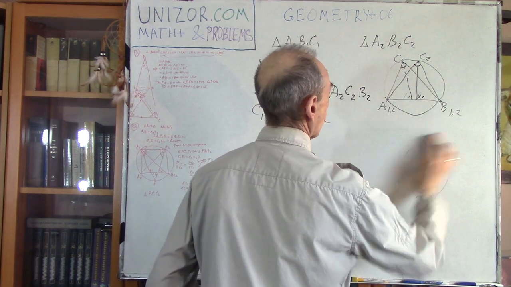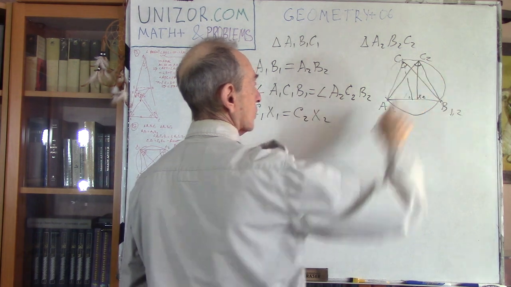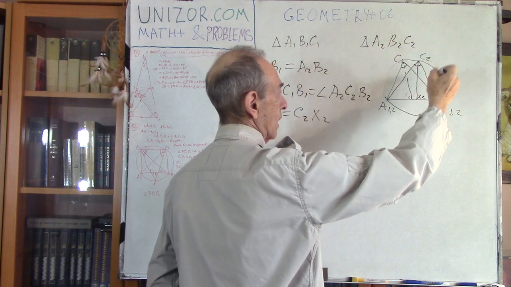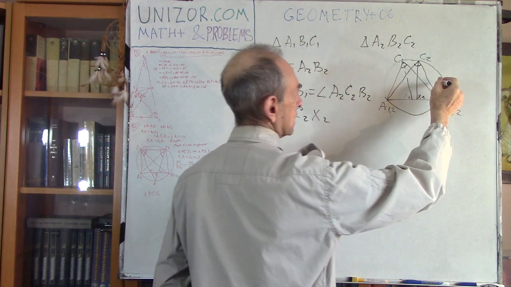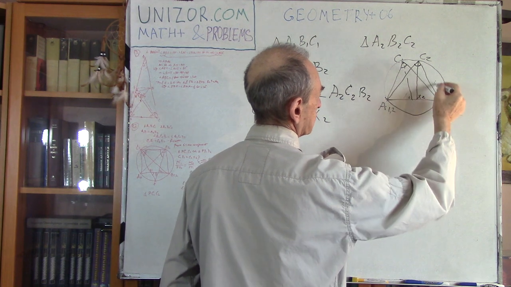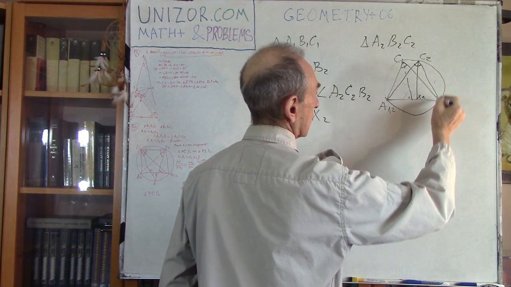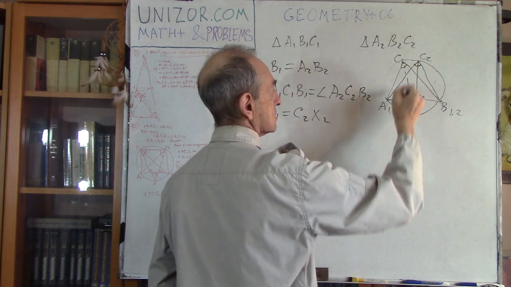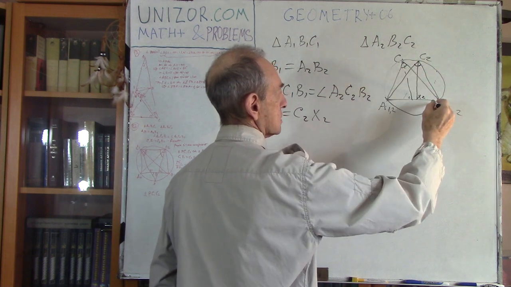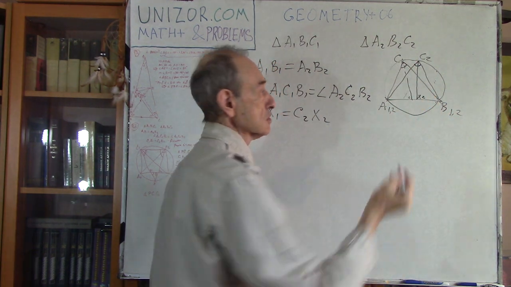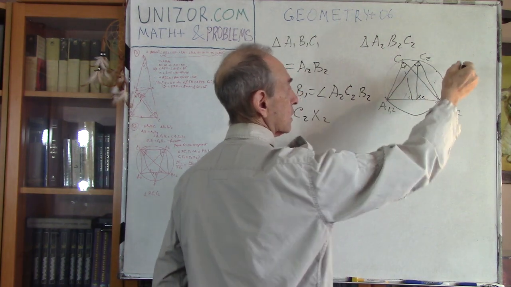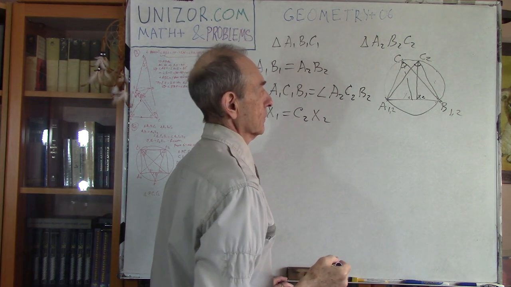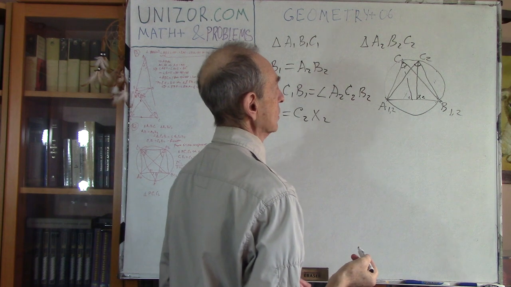So if this point, C2, doesn't belong to a circle, it should be either inside or outside. If it's inside, let's say here, it would be half of this arc plus half of something else, right? Now this one is only half of this because it's inscribed into a circle, but they're supposed to be equal, so we cannot add anything. Or if it's outside, we cannot subtract anything from half of this central angle. So that's why it's supposed to belong.